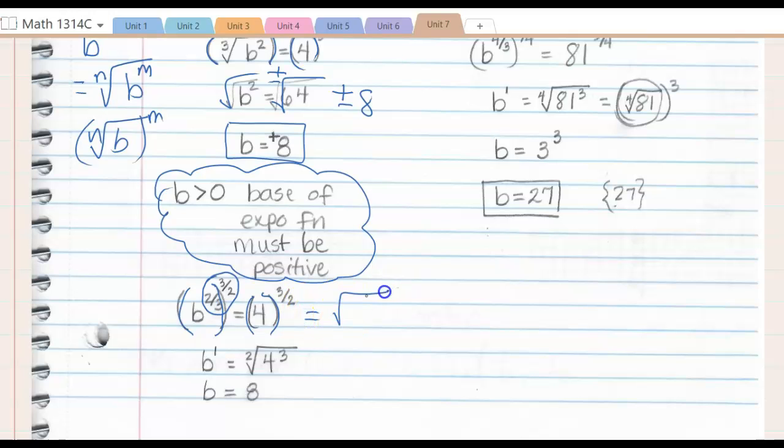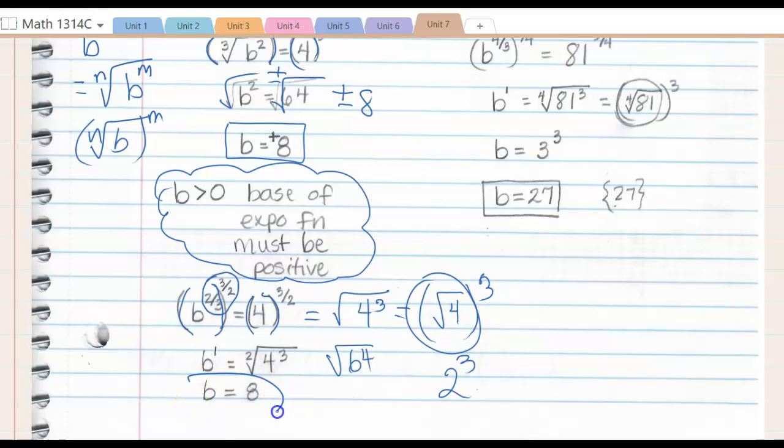That means the square root of 4 cubed. And then you have to decide, do I know 4 cubed? Or I can go find the square root of 4 and then cube it. Either one will work. So if you know 4 cubed is 64, then you're looking for the square root of 64. If you don't, you find the square root of 4, which is 2, and then we're going to cube it. And either way you do it, you're going to find that the base is equal to 8.